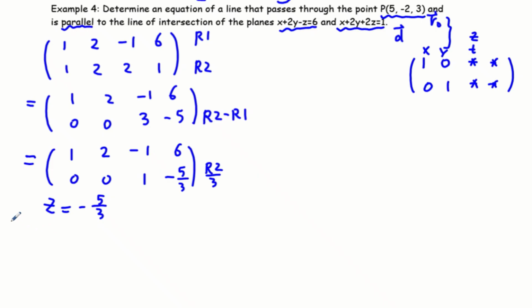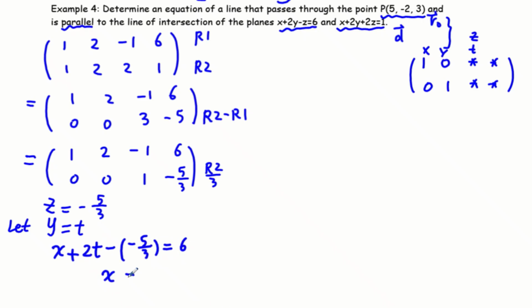And again, we are not able to let z equal t. We are going to let y equal t, then sub back to write the first row out. So x plus 2y is 2t, then minus z. We sub in the z, negative 5 over 3, then equals 6. Then from here, we isolate x. x equals negative 2t plus 6 minus 5 over 3.